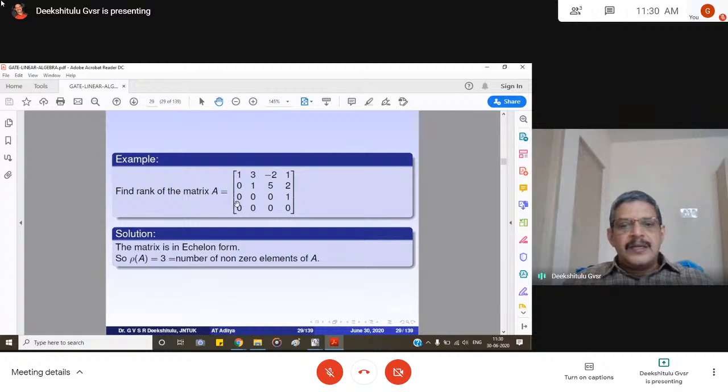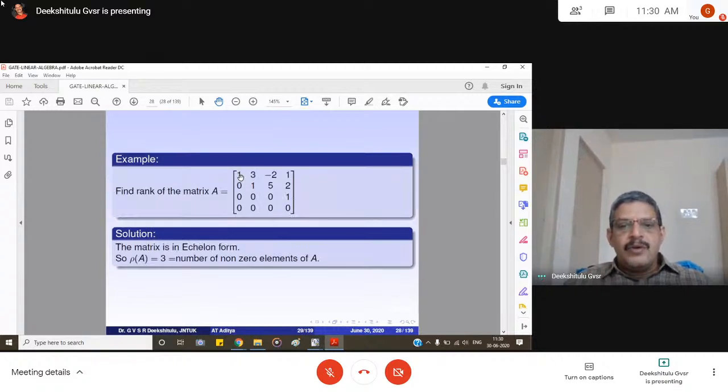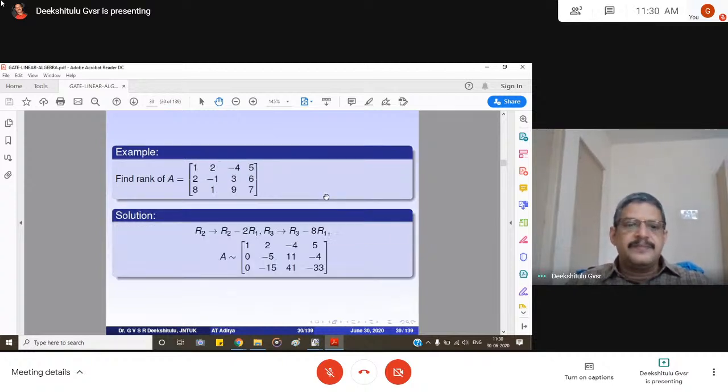So it is in the echelon form. As I said, the number of non-zero rows is the rank. So how many non-zero rows? 1, 2, 3. So the rank of A is 3 for this matrix.